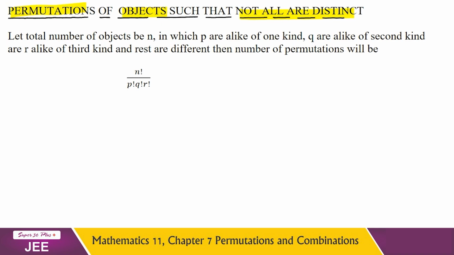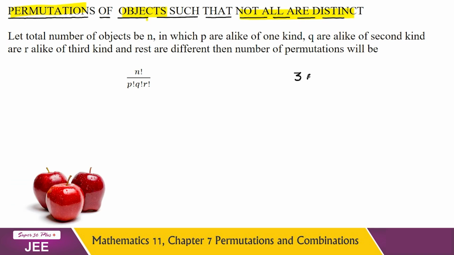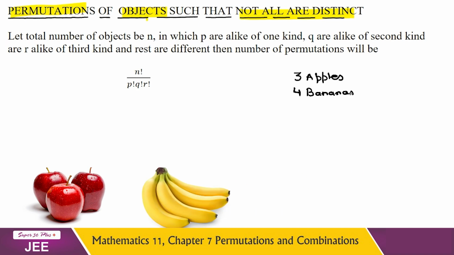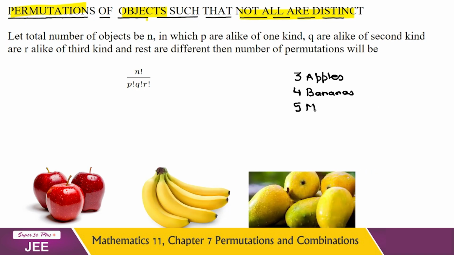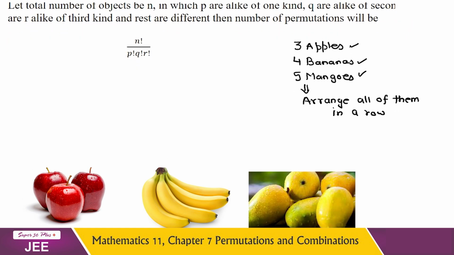Now, we are interested in arranging objects such that not all the objects are distinct. Some can be different and some can be the same. For example, if you have 3 apples, 4 bananas and 5 mangoes, and you have to arrange all of them in a row. Now, 3 fruits here, 4 fruits here and 5 fruits here. They add up to give us 12 total fruits.